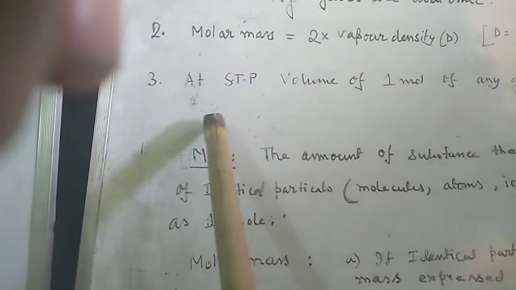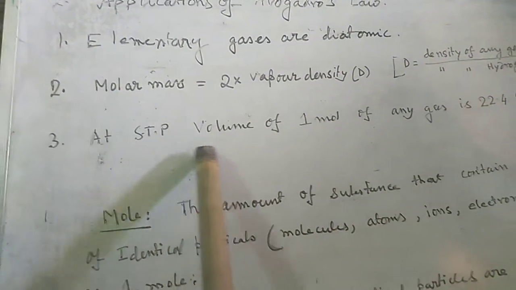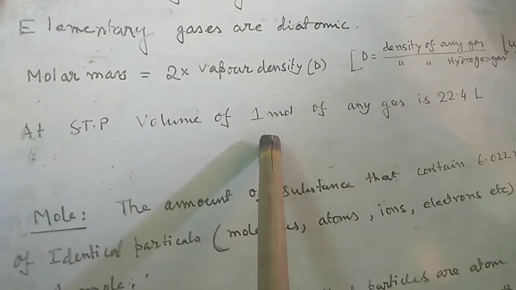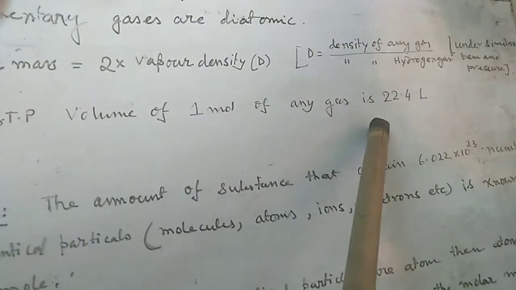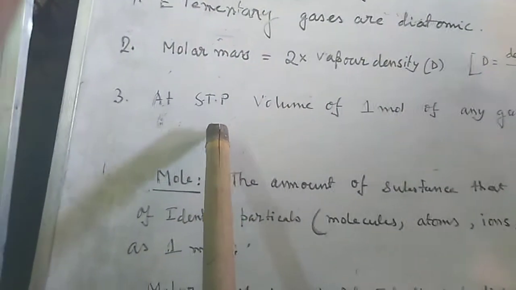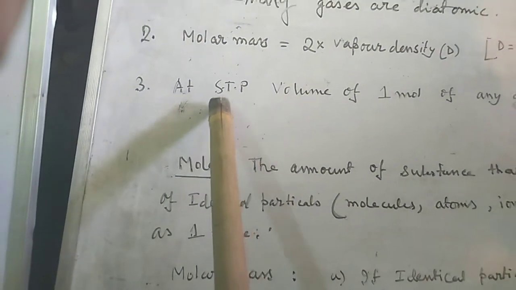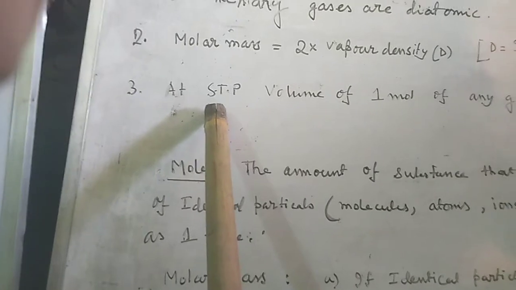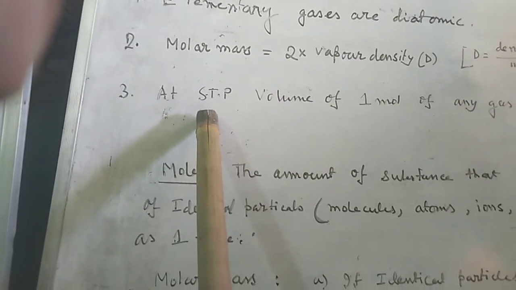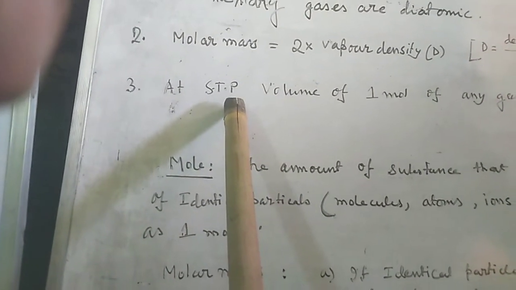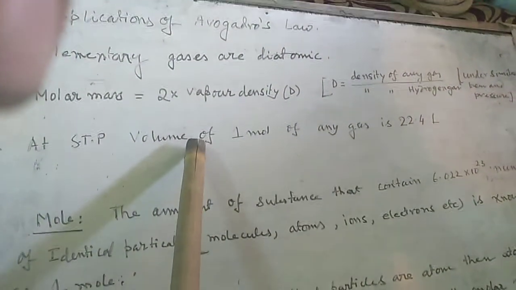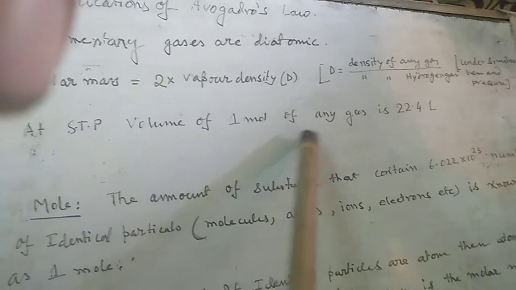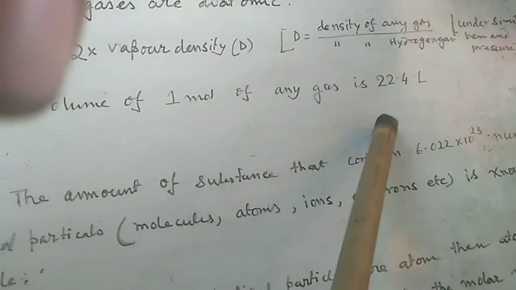Next, the third conclusion is that at STP, the volume of 1 mole of any gas is 22.4 liters. STP means standard temperature and pressure. Standard temperature is 273 Kelvin, that is 0 degrees Celsius, and standard pressure is 1 atmosphere. In that situation, the volume of 1 mole of any gas is 22.4 liters.